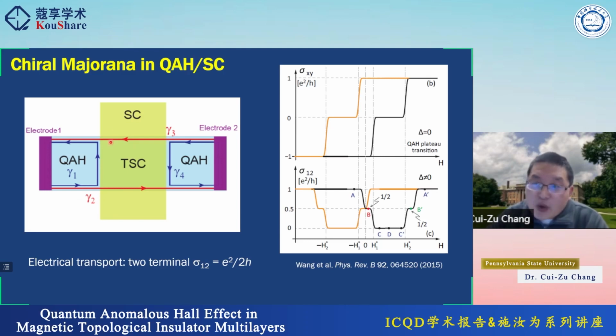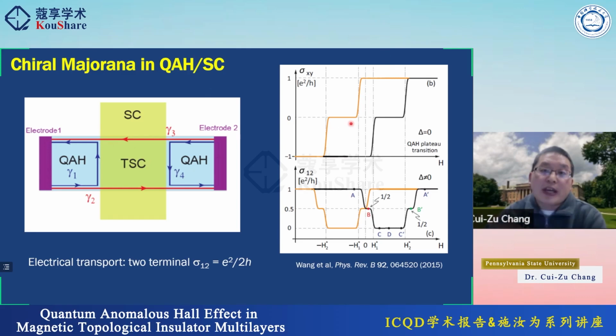And in this kind of structure, there are four chiral Majoranas. This Dirac fermion, this edge state, and one Dirac fermion will become two Majoranas. And there are four Majoranas here, from gamma one, gamma two, gamma three, and gamma four. And from this very simple configuration, based on the theory, the expected transport data are here.